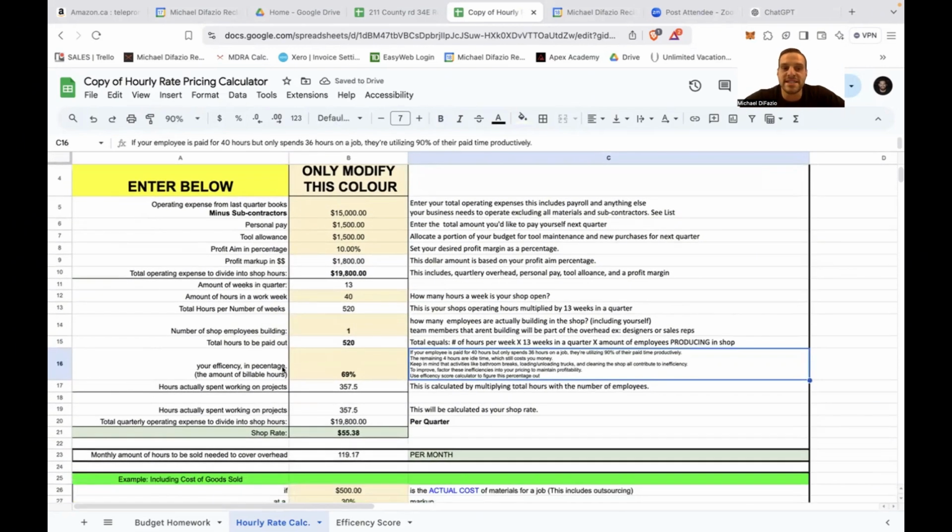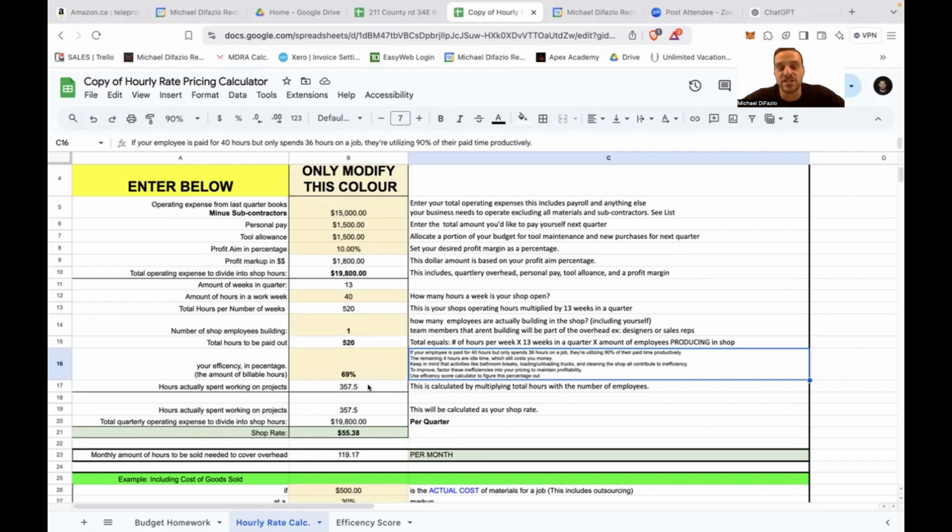Your efficiency percentage is the amount of billable hours. There might be 40 hours in a work week, but you're not charging your client for lunch. You're not charging your client for you to sweep the floor. You're not charging your client to go pick up material. Like you are, but your hands aren't on the tools during these hours, right? Not every hour you work in your day, you can bill out to your client.